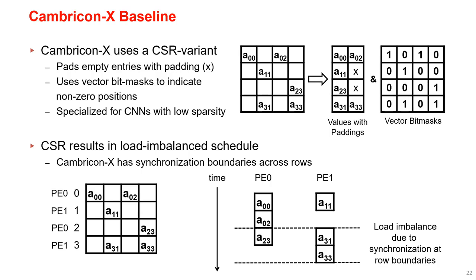For Cambricon-X baseline, we realized that it uses a CISR variant for storing sparse matrices, where empty entries are padded with don't cares, and a vector bit mask is used to identify the location of non-zeros. Thus, the sparse storage format is highly specialized for low sparsity, where the overhead of bit mask is not significant. Further, the CISR format in Cambricon-X results in load imbalance due to strict synchronization boundaries between different rows.